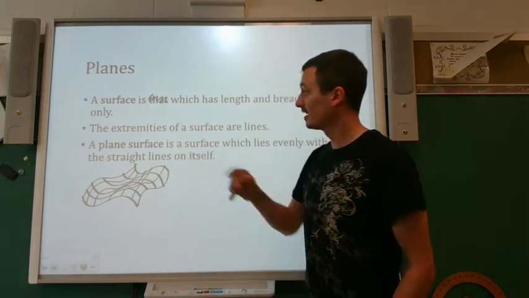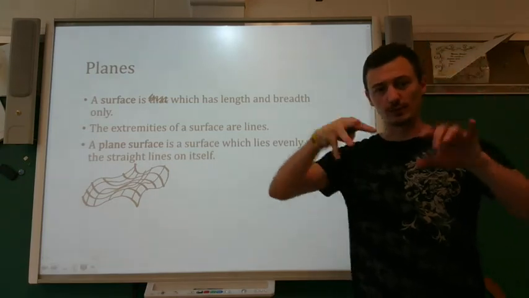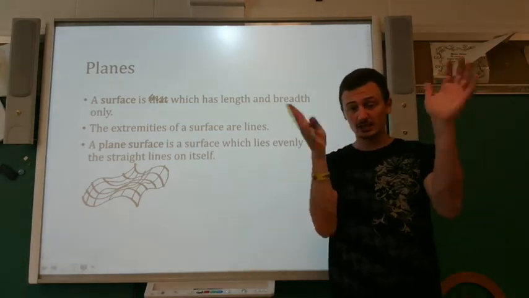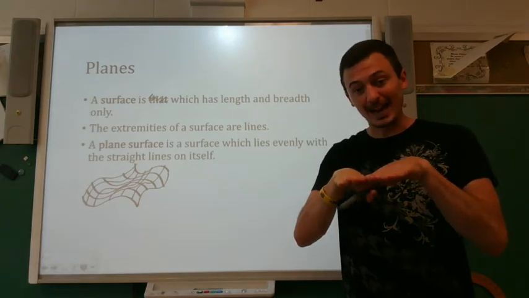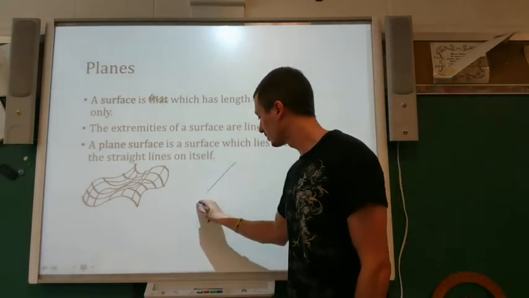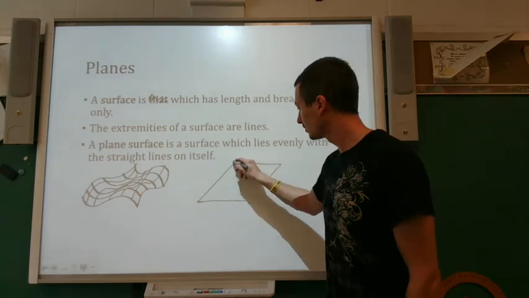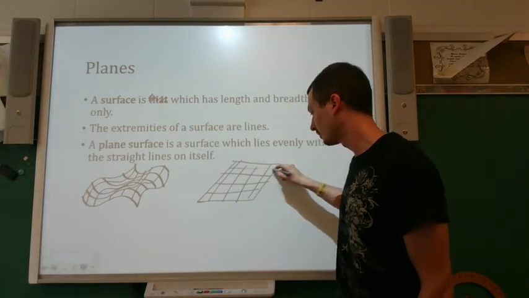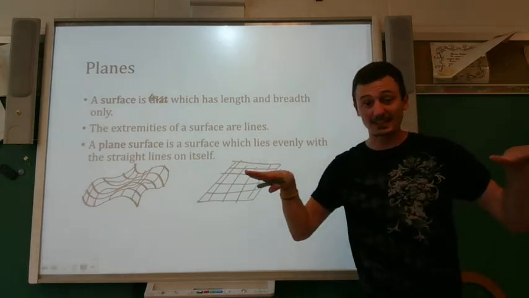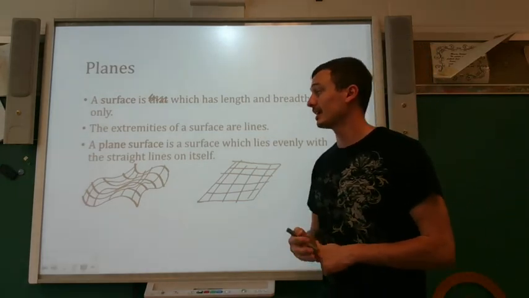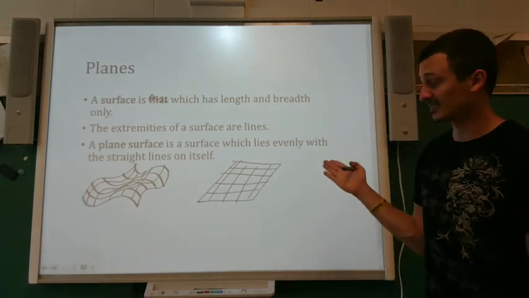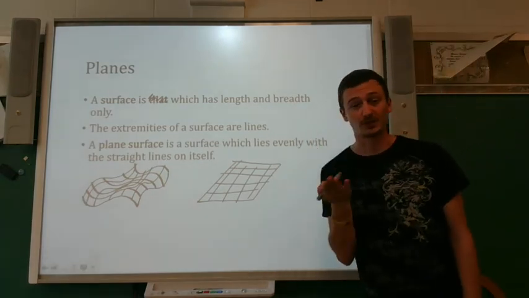According to Euclid, that is a surface. It's all wibbly and wobbly and wavy. Like a flag that's blowing in the wind is a surface. If you were to lay a flag out flat, like that, where it's just flat, that is a plane surface. Now, we don't call them plane surfaces anymore. We simply call them planes. It is a flat surface.